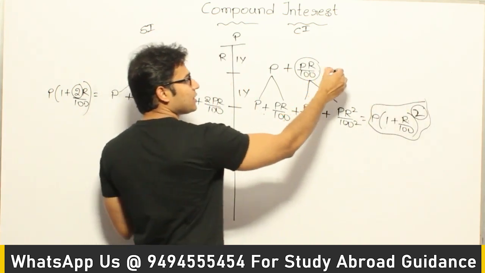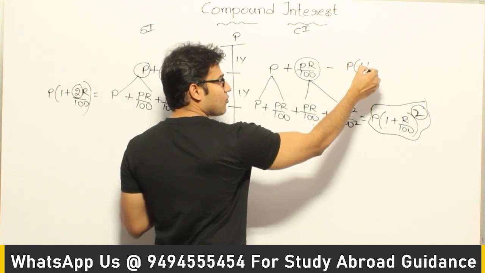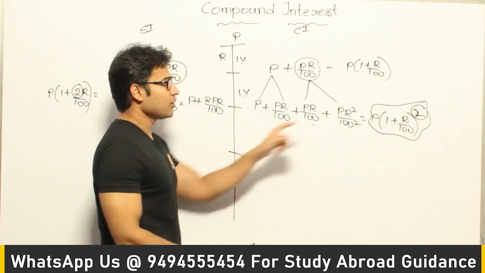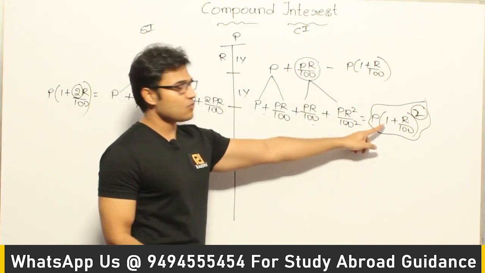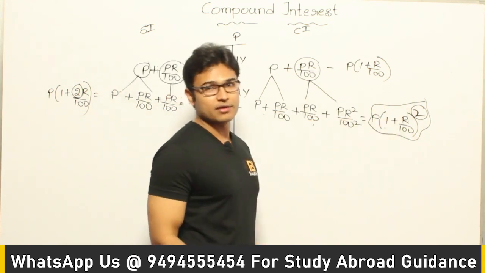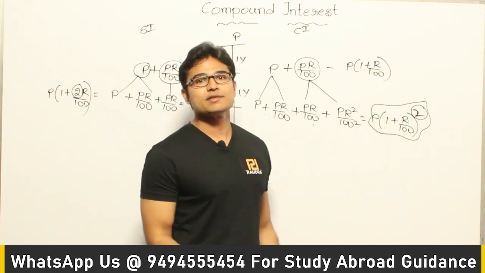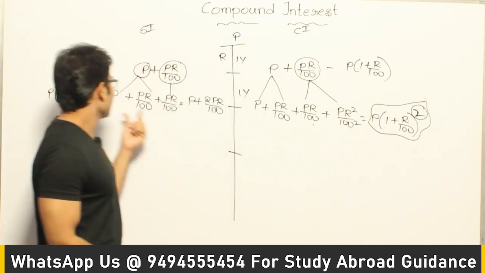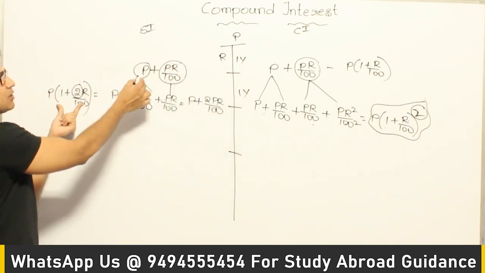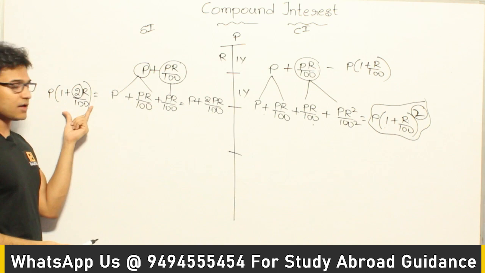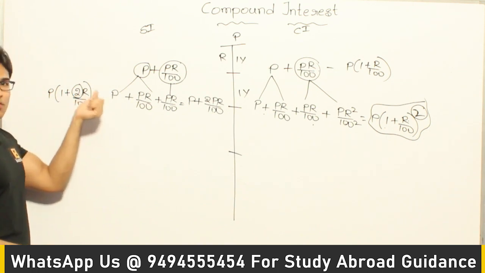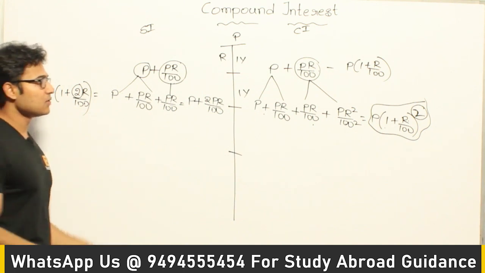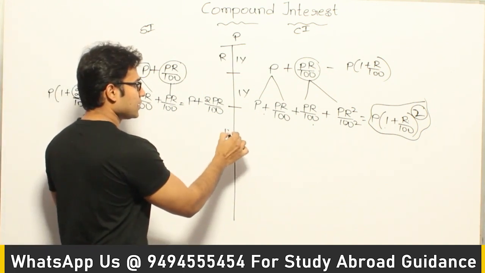See, after 1 year it is P into 1 plus R by 100, right? After 2 years it is going to be P into 1 plus R by 100 whole square. Now what will happen after 3 years? P into 1 plus R by 100 whole cube, isn't it? Now what will happen here? After 1 year P into 1 plus R by 100. After 2 years P into 1 plus 2R by 100. What will happen to this? P into 1 plus 3R by 100. Got it? So even if you want to see this one more time, you can check this.